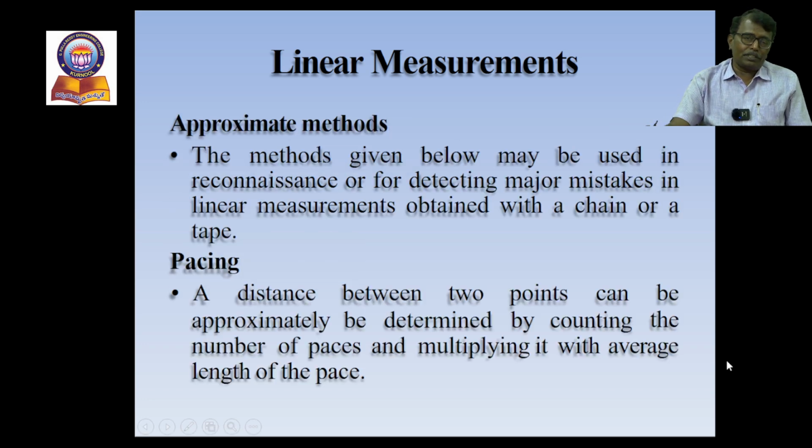The first method is approximate methods. The methods given below may be used in reconnaissance survey or for detecting major mistakes in linear measurements obtained with a chain or tape. The first approximate method is pacing. A distance between 2 points can be approximately determined by counting the number of paces and multiplying it with the average length of the pace.